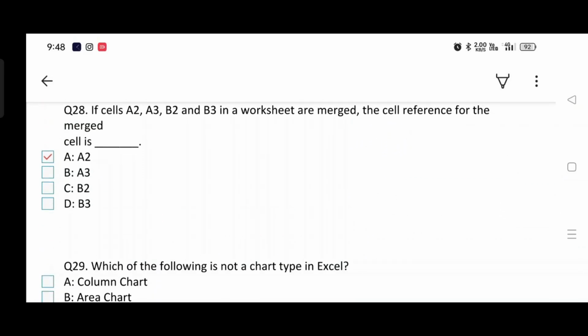Question 28. If cells A2, A3, B2 and B3 in a worksheet are merged, the cell reference for the merged cell is, answer A. A2.